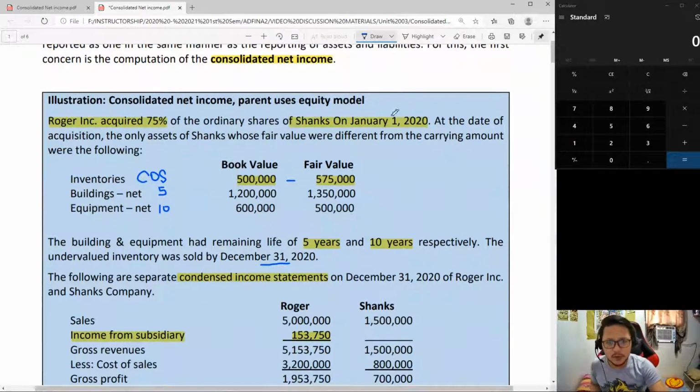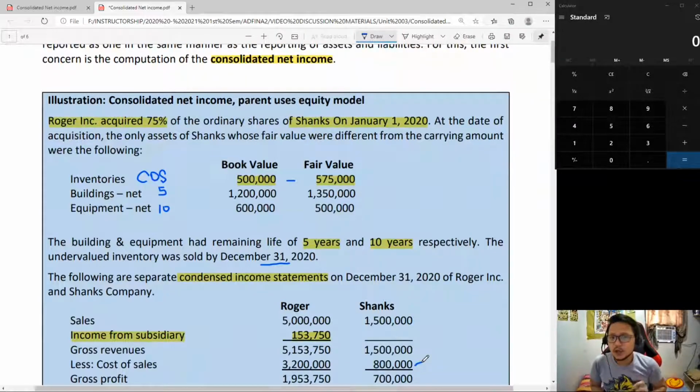Okay, January 1, 2020, Shanks, that is your beginning inventory. You included this in the computation of your cost of sales. So when you prepared the financial statement, you used this as part of cost of sales, and when you computed for cost of sales, you got 800,000.